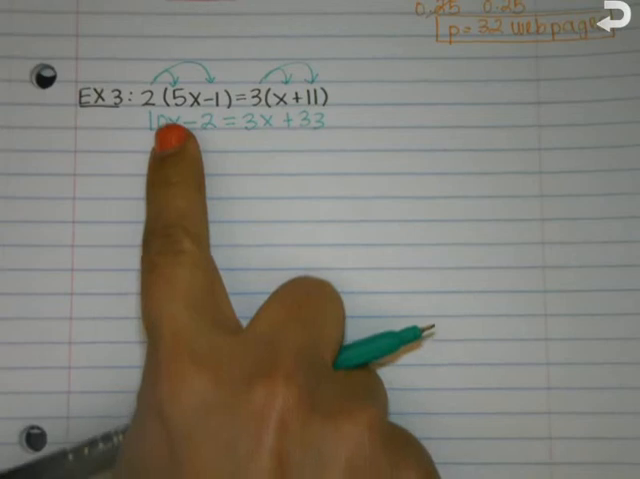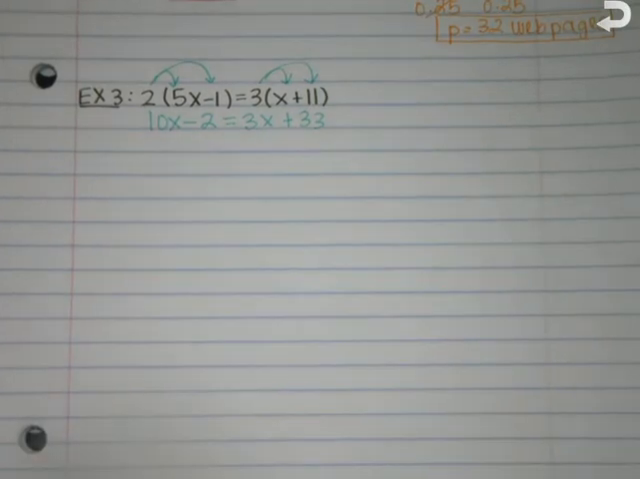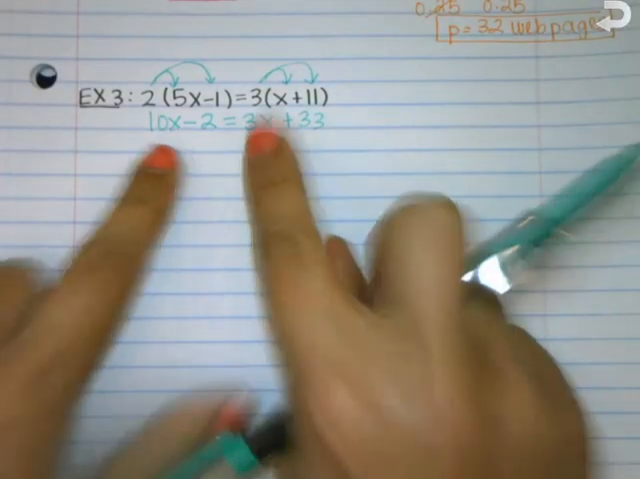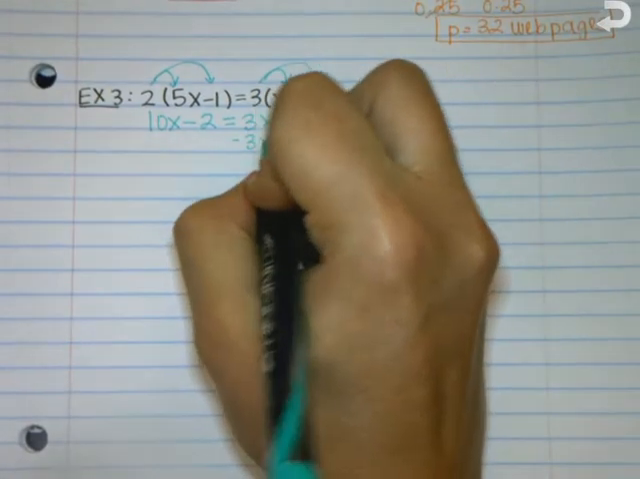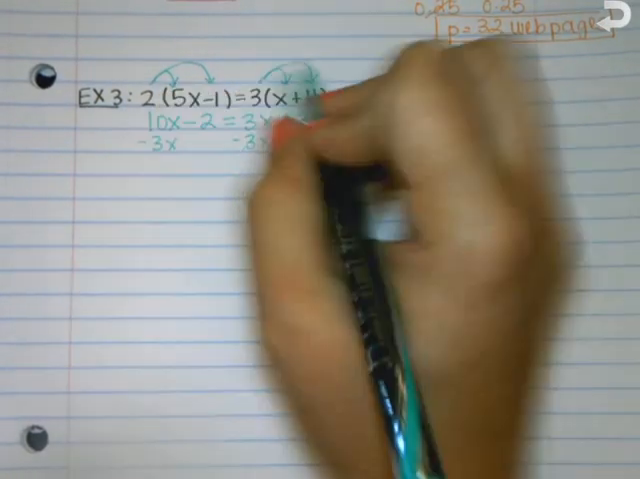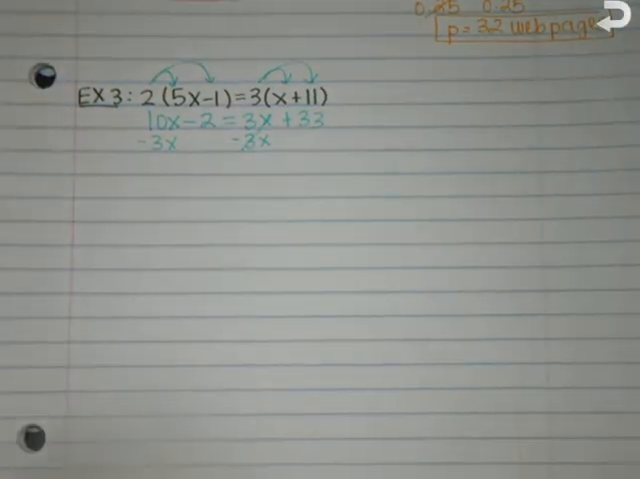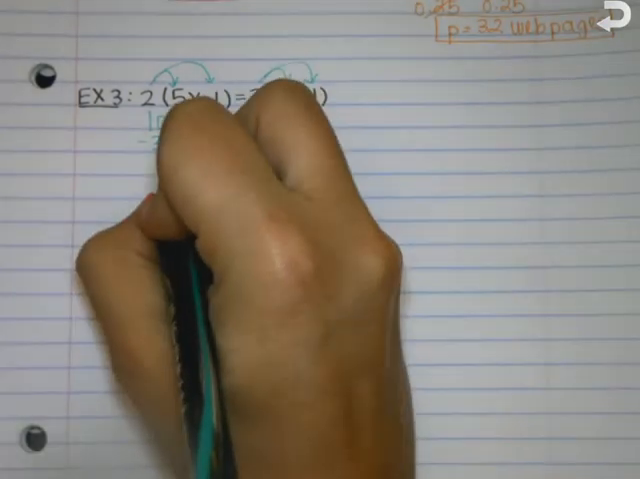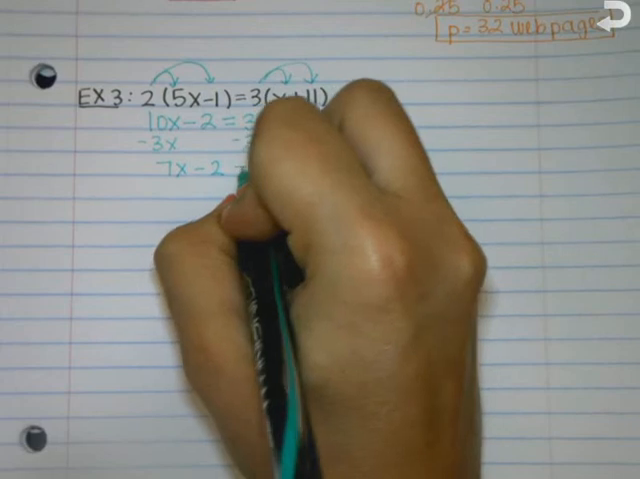Now this looks like the problem we did the very first one, right? Okay, so we need to get all the x's onto one side, so let's move the x's first. 10x is bigger than 3x, so I'm going to subtract 3x from both sides. Remember, that rule only applies to the x's, so it's just the x's that you're moving the smaller one. So what does that give you? 7x minus 2 equals 33.